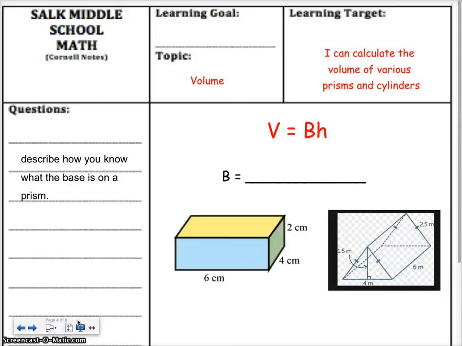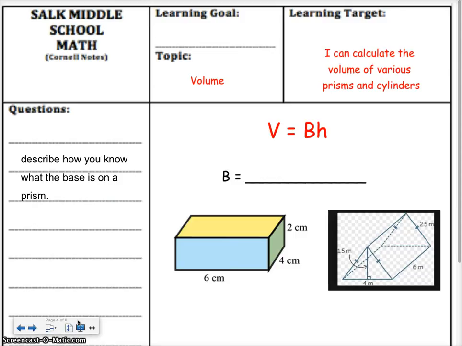Moving into our three-dimensional unit. Three-dimensional means prisms, cylinders, different types of prisms. Triangular prisms, rectangular prisms. A cylinder is like a circle prism. And we're going to do volume and surface area of three-dimensional figures.